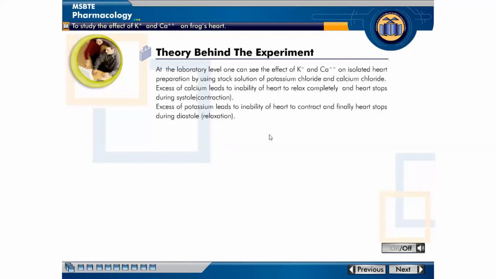These two concepts are opposite to each other. When there is excess of calcium, it leads to inability of heart to relax. Heart does not relax; inability means heart is not able to relax. There is inability of heart to relax completely and heart stops during systole. Systole means contraction, so excessive calcium shows a contraction effect.